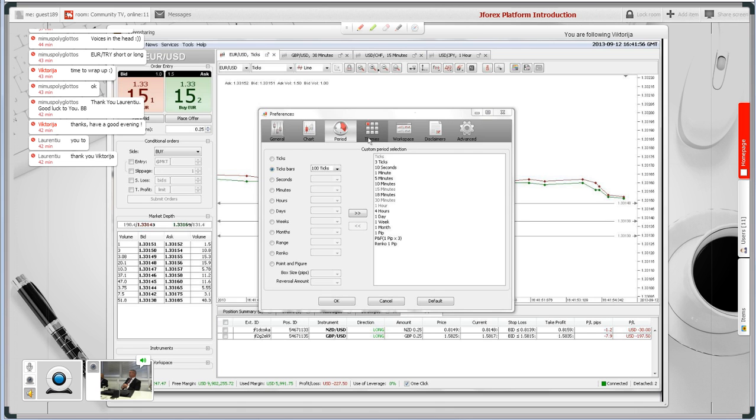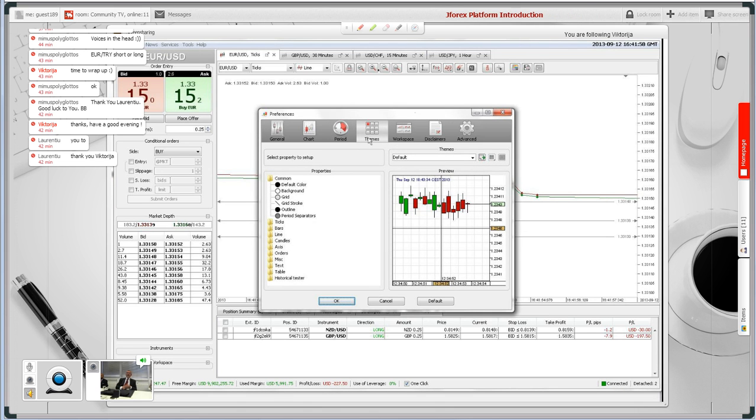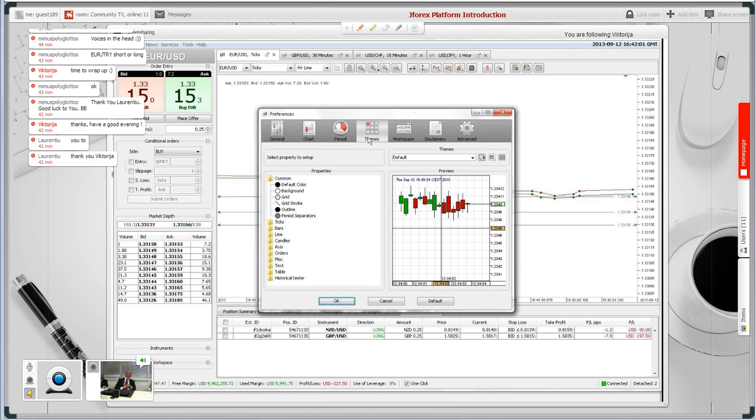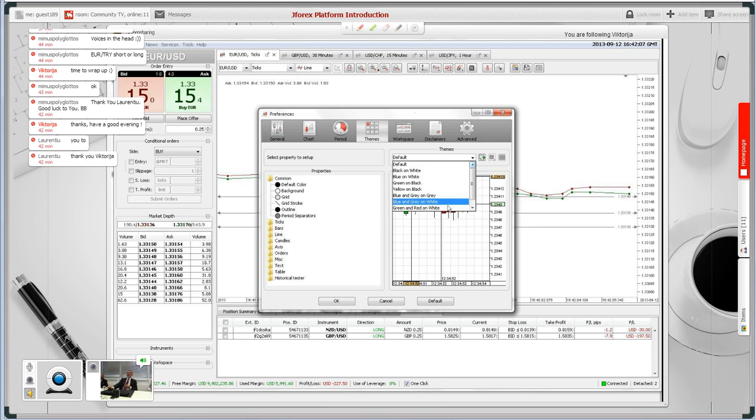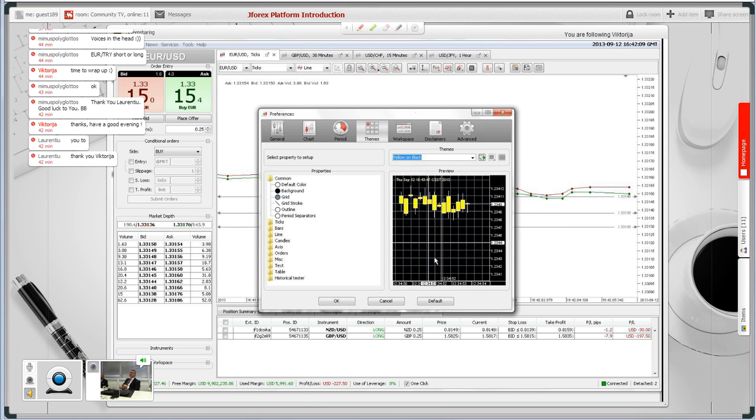The colors. Maybe I don't like the white. Maybe I don't like the green and reds. This is the default color. I can go yellow and black. I can change different settings also.